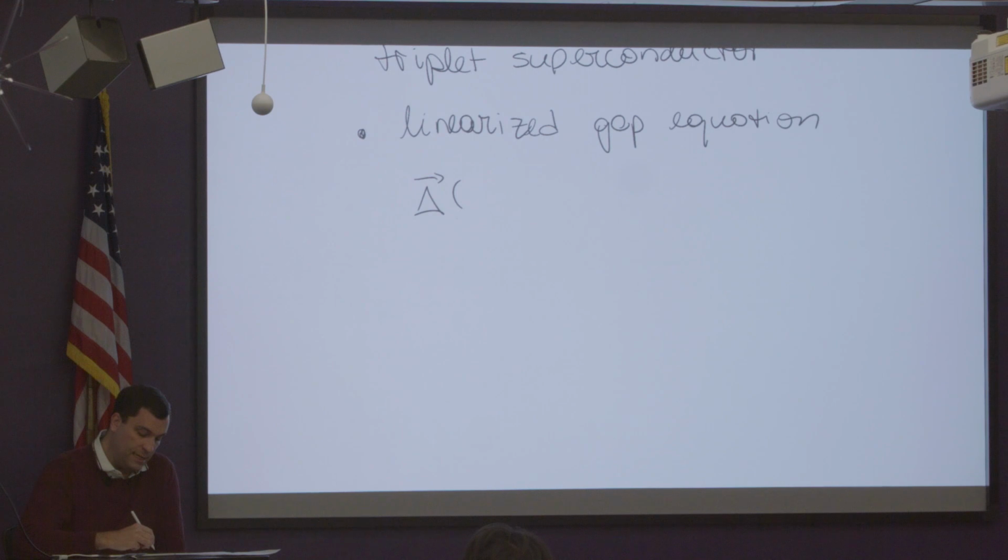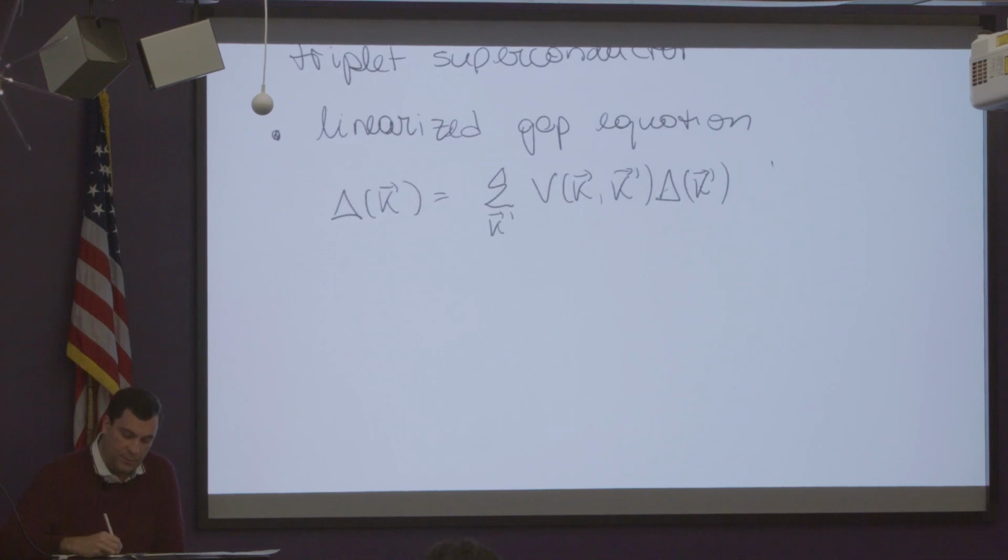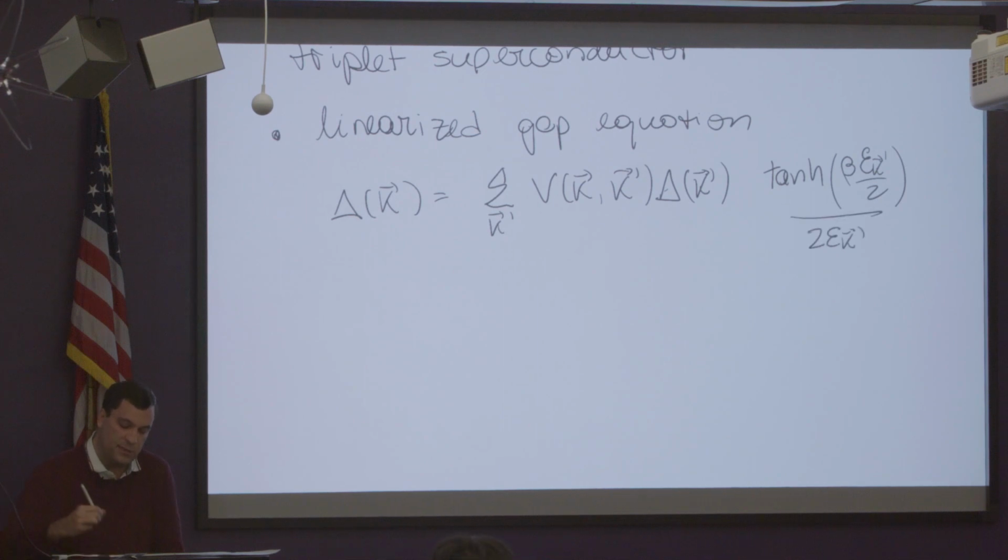Delta of k is a sum over k prime. Again, I already took care of the antisymmetry in the spin. There is a pair interaction that depends on V k k prime, delta k prime. And I have here tangent hyperbolic of beta epsilon k prime over 2 epsilon k prime. Okay, so this is just the gap equation. And I want to take a closer look at it, okay? Now, I want to solve it, but I want to solve it in the minimal possible assumption.